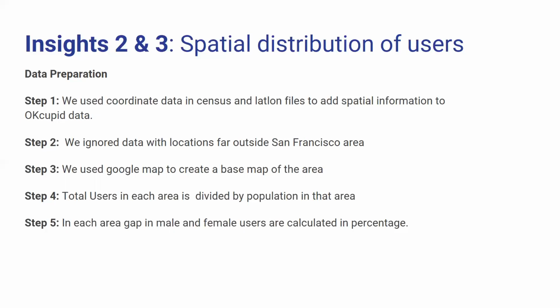To make the presentation more meaningful, we excluded all the data that are located far from the San Francisco general area. And as part of the user percentage in each area, we divided the number of users in the OkCupid data by the population in each area.